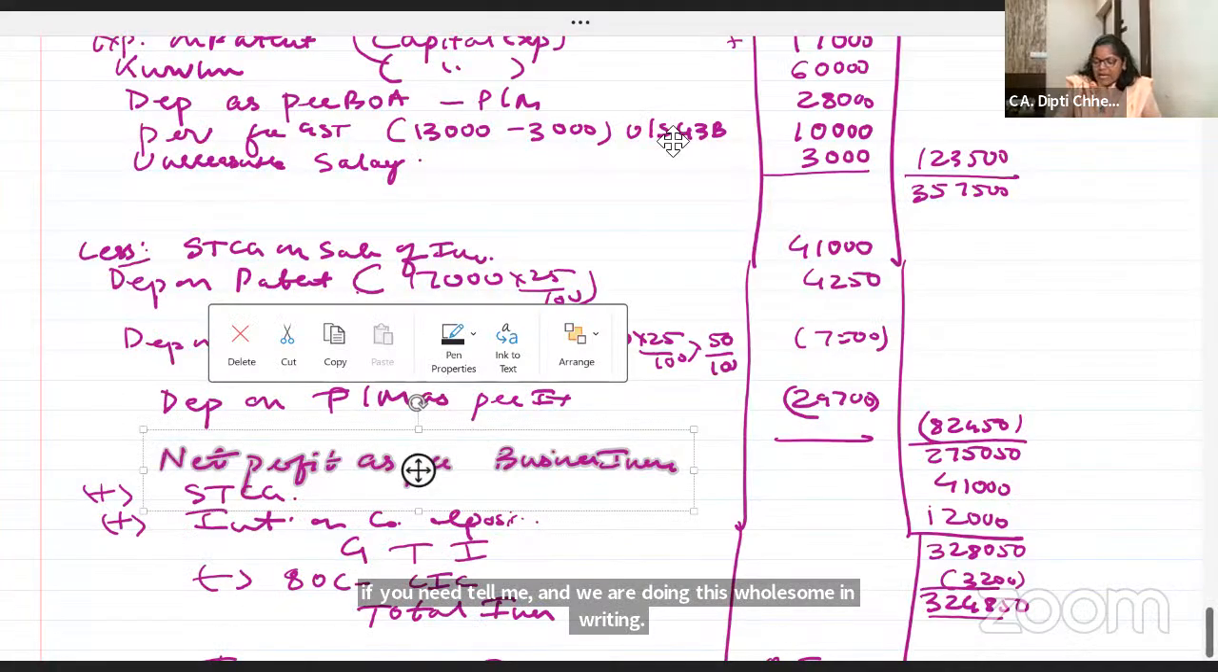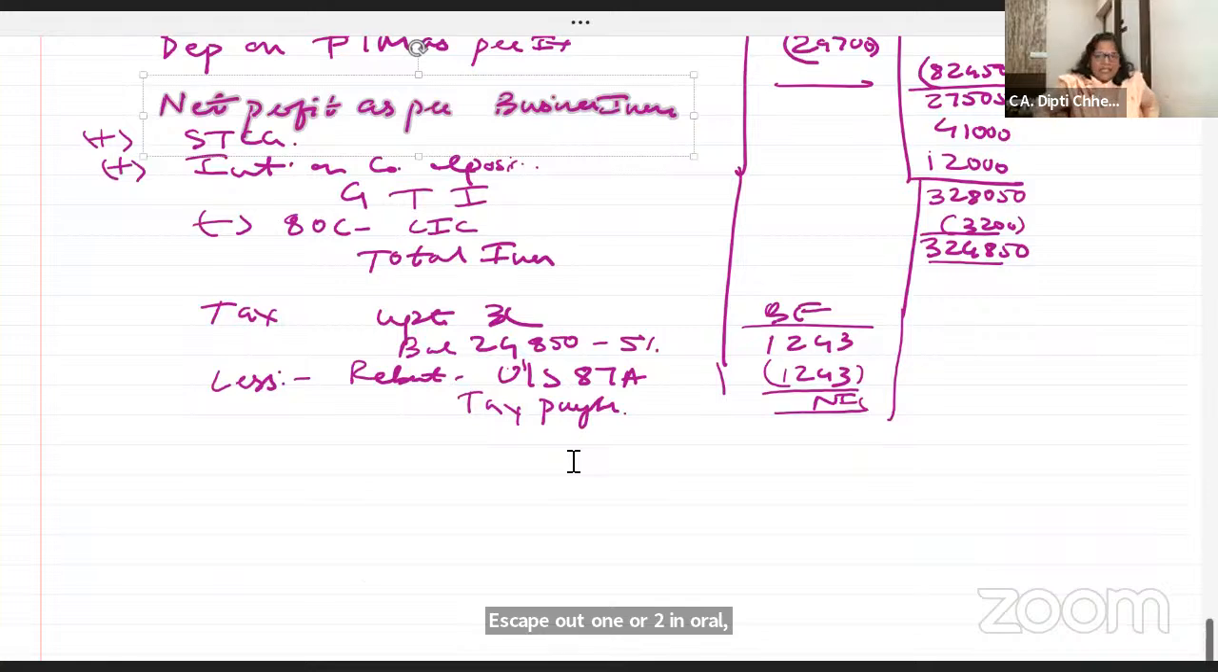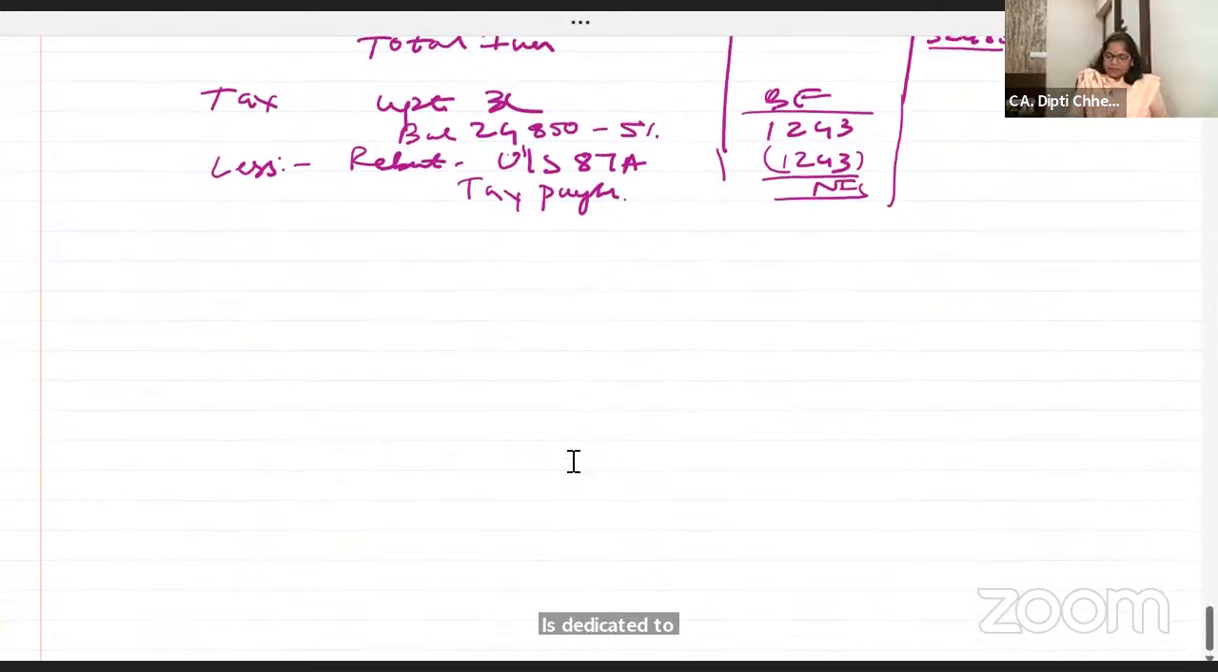Okay. I feel much explanation is not required here. That's what I feel. Still, if you need, tell me, and we are doing this whole sum in writing. After this, 1 or 2 in oral, and tomorrow's whole class is dedicated to 44 series. Okay? Come on. Problem number 37.